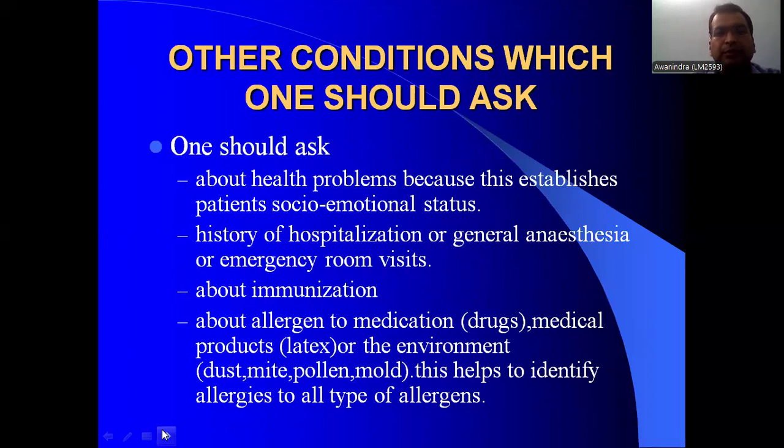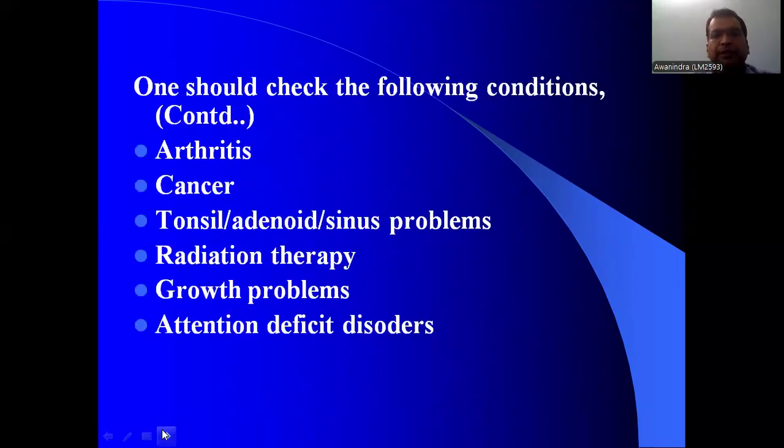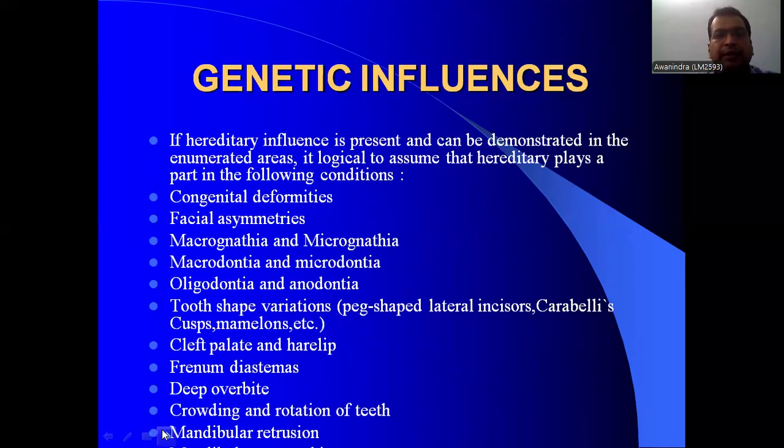Other conditions about which one should ask during the case history, regarding health problems: establish the patient's socioeconomic status, history of hospitalization, immunization, allergies and medications. One should check the following conditions of the patient: heart murmur, heart disease, rheumatic fever, sickle cell anemia, bleeding disorder, blood transfusion, hepatitis, AIDS, HIV, tuberculosis, arthritis, cancer, tonsil, adenoid, sinus problem, radiation therapy, growth problem, attention deficit disorders. There are a lot of genetic influences also on malocclusion.